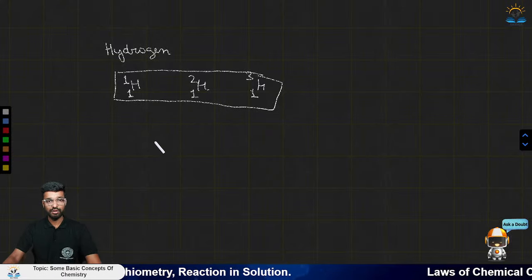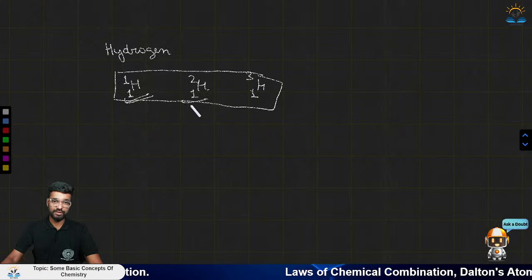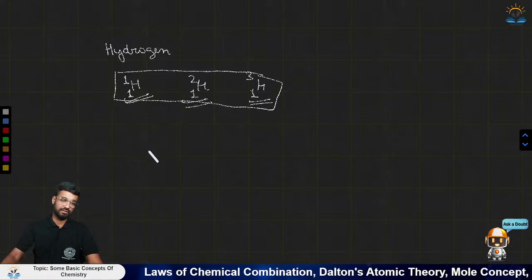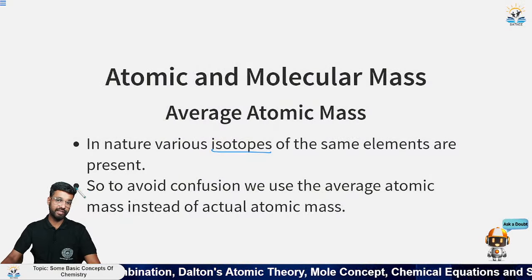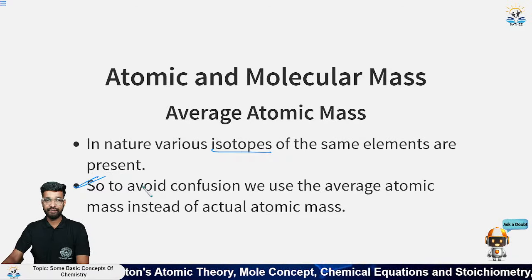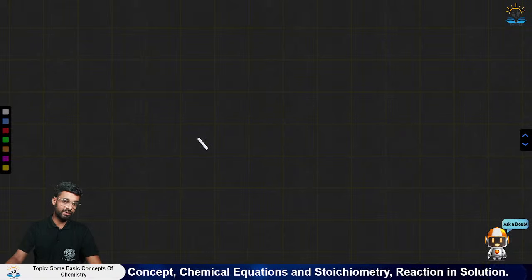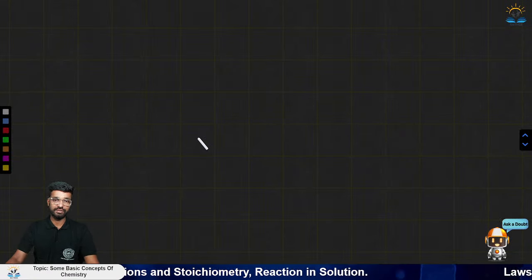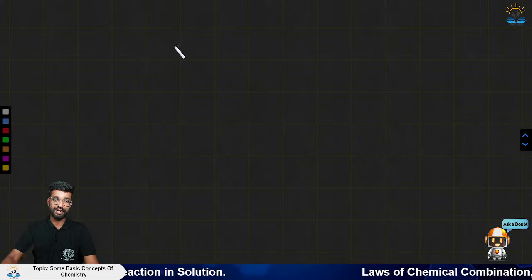To avoid the confusion about how much of which isotope is present in a given sample, we take the average, so that our calculation becomes much easier and we can avoid the confusion between the different standards. How is it calculated? It is very simple. Each isotope is present in nature in a certain percentage. First of all, we convert that percentage into a fraction.